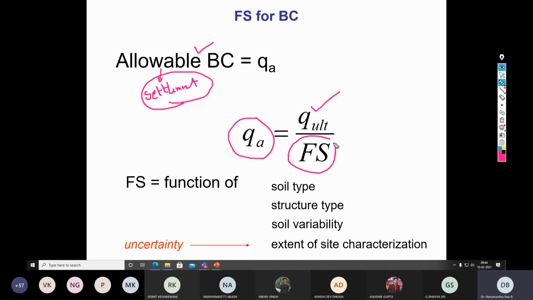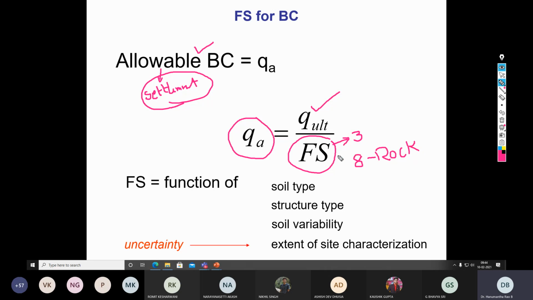Next, FS is factor of safety. Usually for bearing capacity, we use a factor of safety of 3. However, this is only valid for the soil. Suppose in case of rock, a factor of safety up to 8 can be used. Okay, so you must remember.